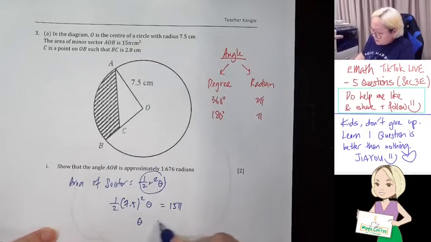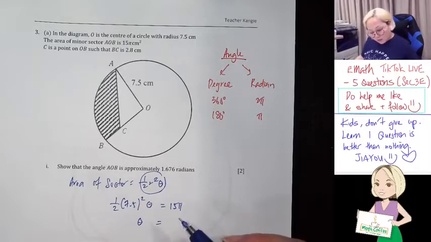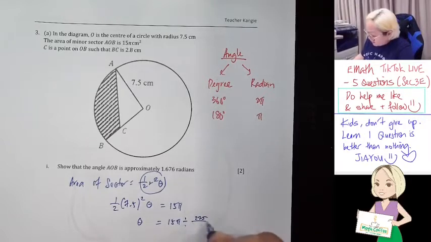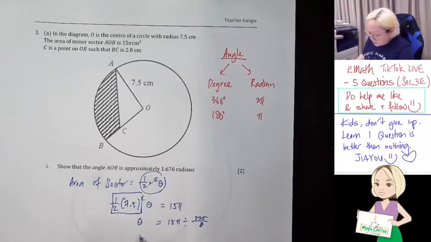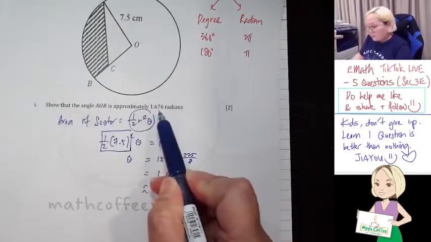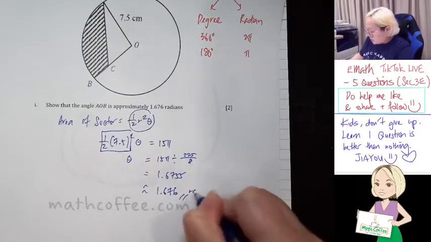So my theta will be equal to, let me see, because I already did the calculation, theta will be equal to 15 pi divided by 225 over 8. This is 225 over 8. So it equals 1.6755. Round off to 3 decimal places, because they asked me to prove 1.676. So 1.676 radian shown.